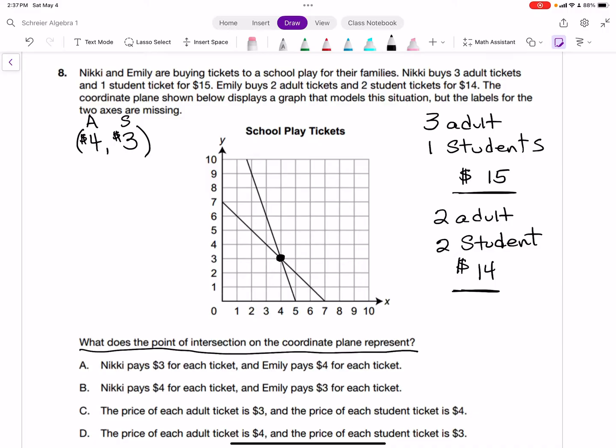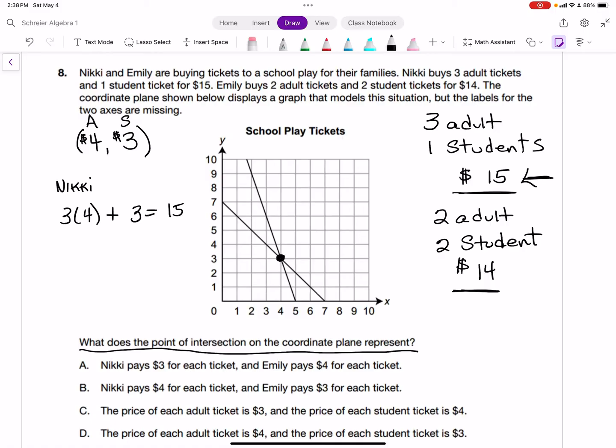So let's look at the first situation, which is Nikki's situation. So Nikki buys 3 adult tickets, so 3 adult tickets for $4 each, and 1 student ticket for $3 each. And we're asking, does that give us $15? Well, 3 times 4 is 12, and 12 plus 3 is 15. So it works for that situation. But in order for it to be an intersection point, it has to work for both situations.